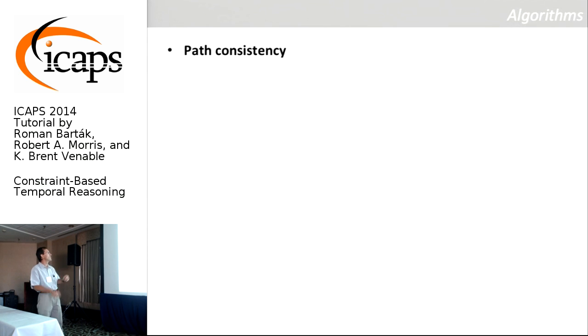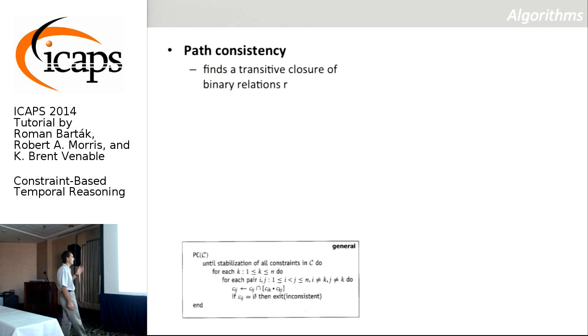So if you look at these algorithms, path consistency is basically an algorithm that finds a transitive closure of all these relations. So again, it's exactly the same principle as for point algebra or interval algebra. So we take all triples of points i, j, and k, and we combine ik, kj to deduce a new relation between ij, and then we intersect it with ij, right?